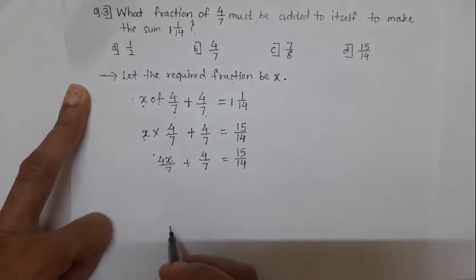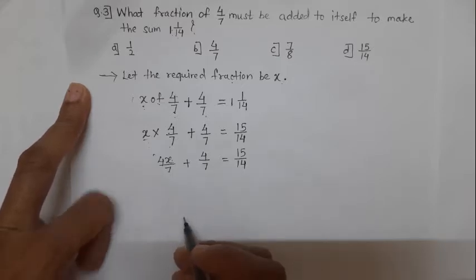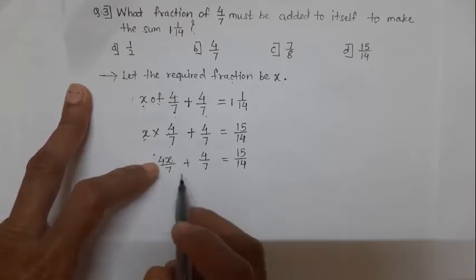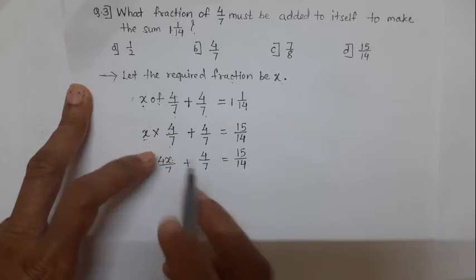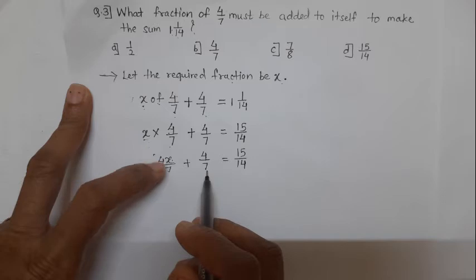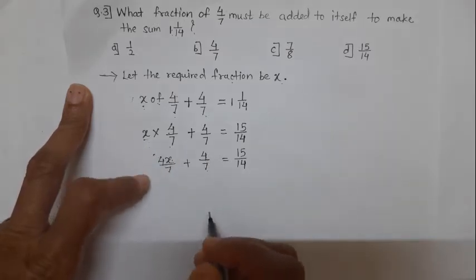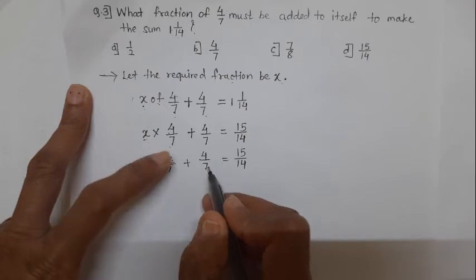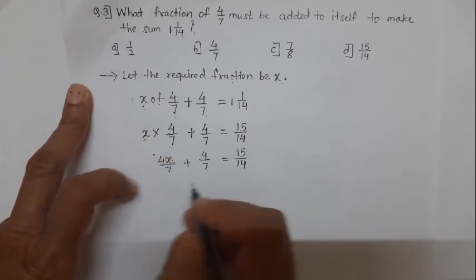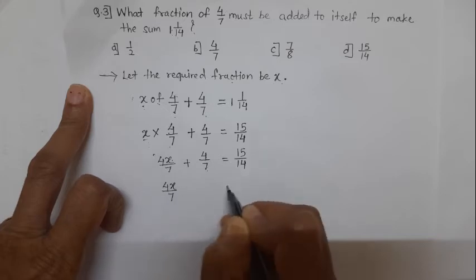Okay, now in the previous year you learned the transposal rule. What I have taught is that the number which is with the variable, don't touch that number. Who is alone? 4 upon 7 is alone. So let's transfer 4 upon 7 to the right hand side. Now 4 upon 7 is here plus. If we transfer it to the right hand side, then it will become minus. So 4x upon 7 stays as it is.